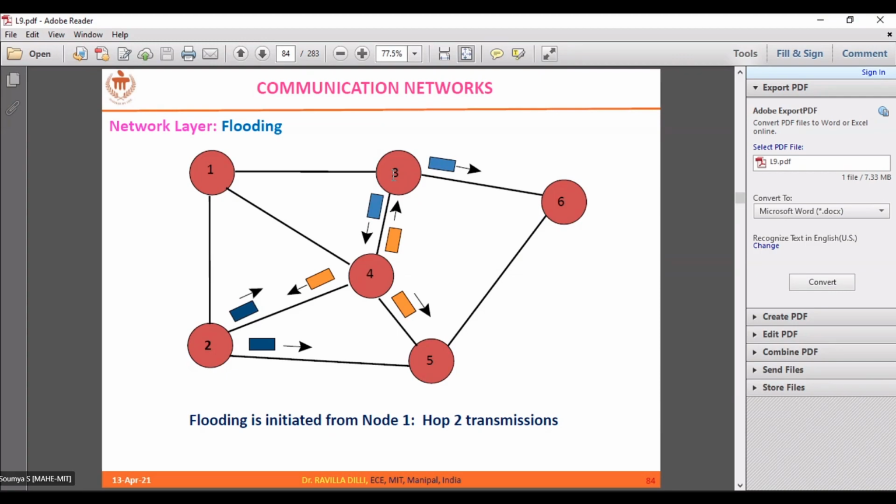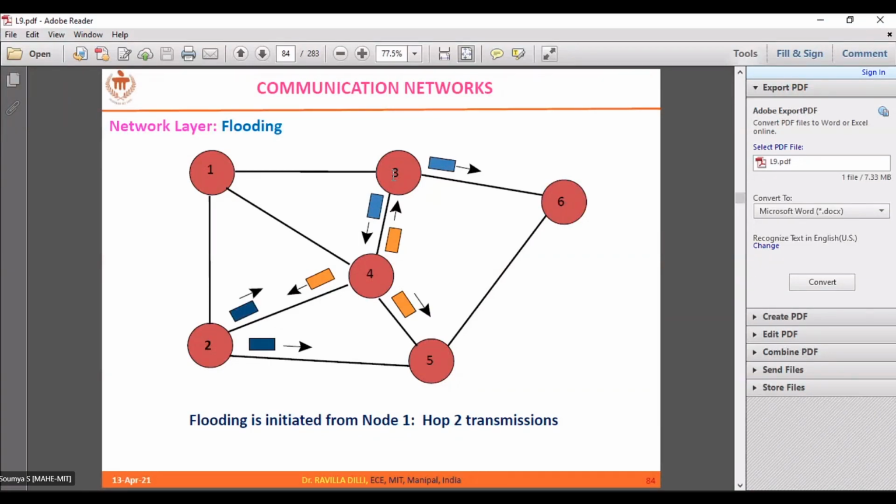Okay, so it's just as simple as this. I am the source of information. I put it through all my contacts. Those contacts who received it from me are going to further forward it to all their contacts, but not back to me. This is called flooding. So this network is very certain that the destination is certainly going to get it.